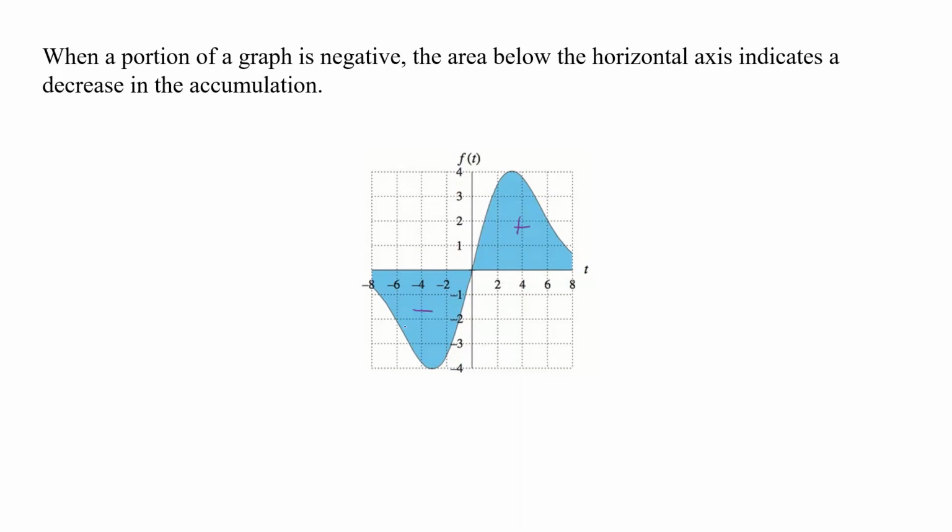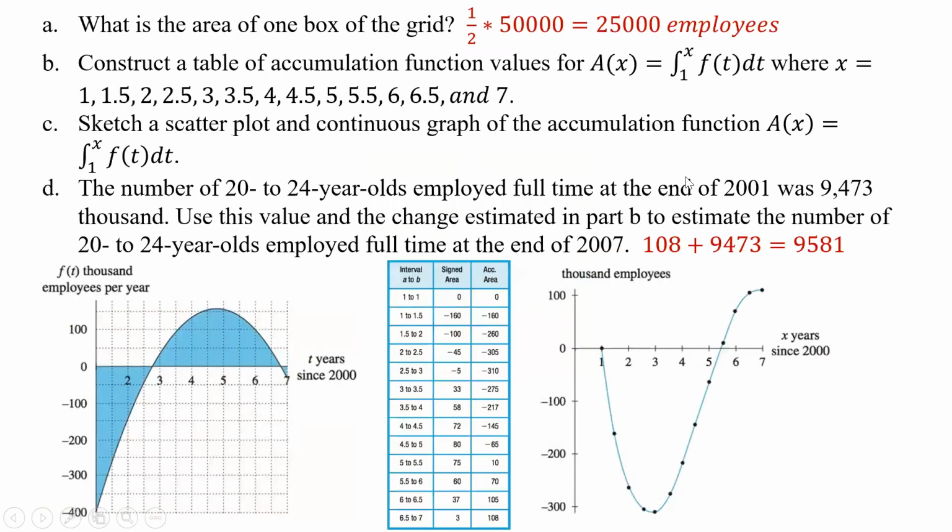And so, it's going to decrease, decrease, decrease, and then all of a sudden it's going to start increasing. So we'll have a kind of a dip, and then we'll start going back up the other direction. And this is an example of this one. So basically they give us our function here, f of t, in thousands of employees per year.